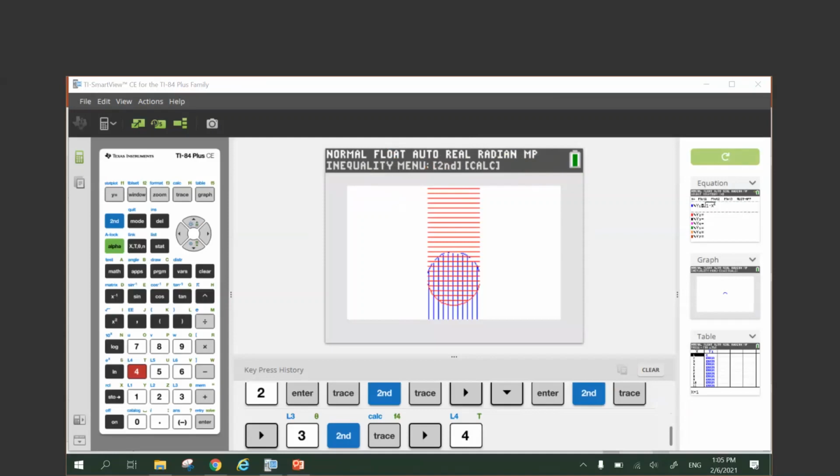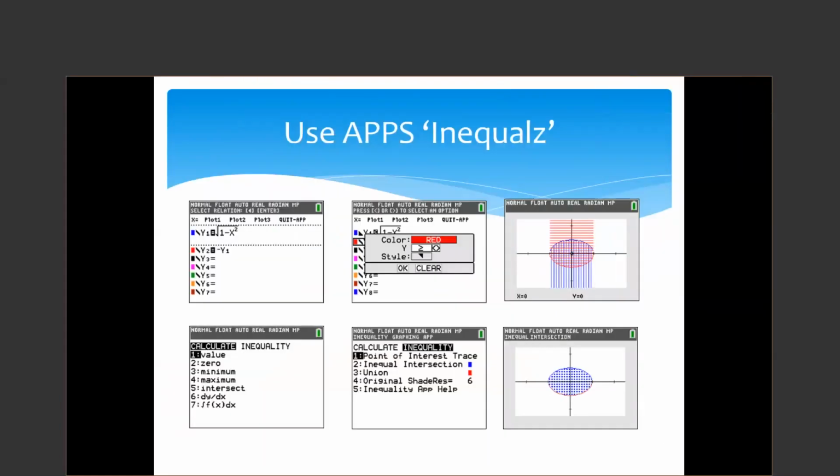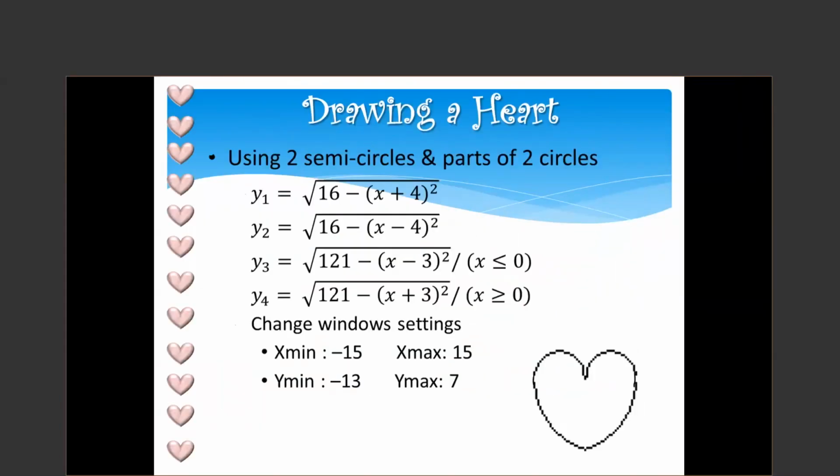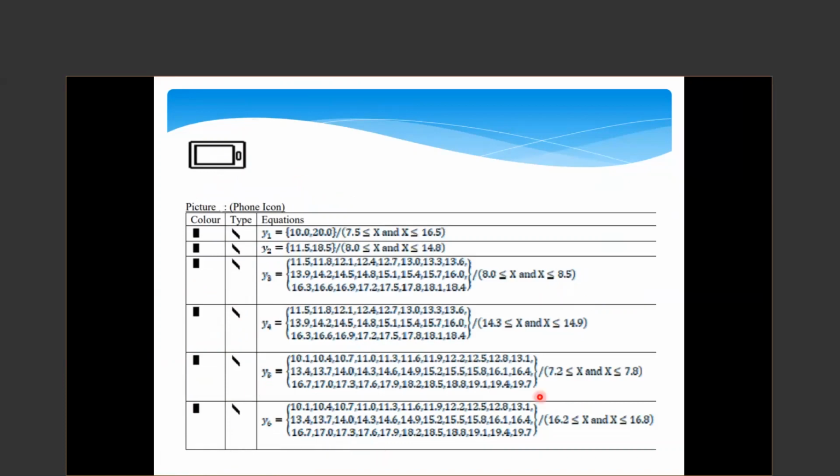Let me finish off the last part of my PowerPoint. Some useful equations, for example, if you want to draw a heart shape. This is a past year student's submission. The Wi-Fi symbol I thought is quite interesting. The Wi-Fi symbol is actually using polar. Handphone symbols. It's important that when you do your design, not only do you give me the picture, you must give the equation also. And if there are too many equations, you select the important ones to submit.